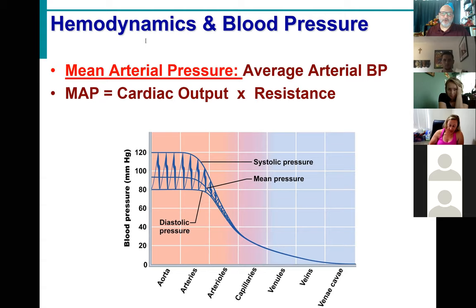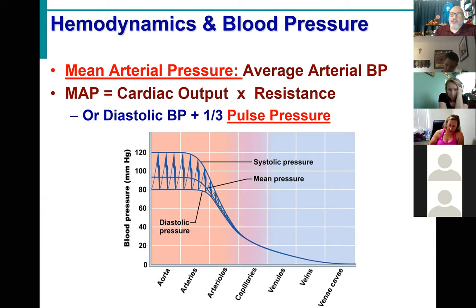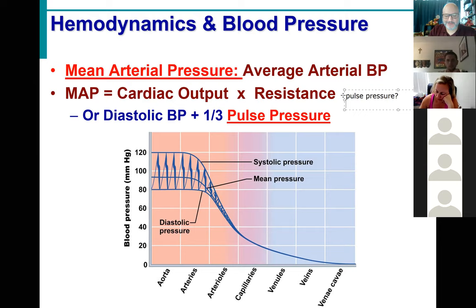And that easier way is to take your diastolic blood pressure and add it to 1/3 of your pulse pressure. Of course, to do this, we have to figure out what a pulse pressure is. So what is the pulse pressure? Anyone know? Yeah, how hard your heart's contracting? Or your ventricle? That's partially correct, but it deals with the pressure. The difference between systolic and diastolic blood pressure. There you go. It is the difference between the systolic and the diastolic pressures. So that's much easier to calculate.